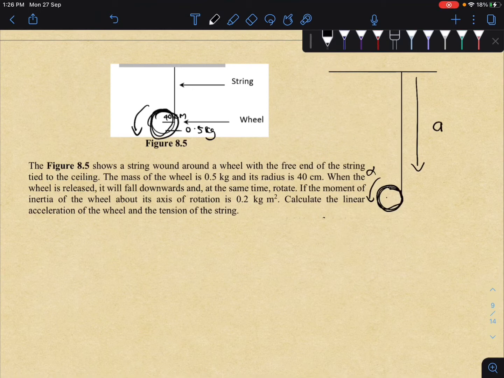If the moment of inertia of the wheel about its axis of rotation is 0.2 kg m squared, calculate the linear acceleration of the wheel and the tension of the string. So we want to find the acceleration and also the tension in the string.